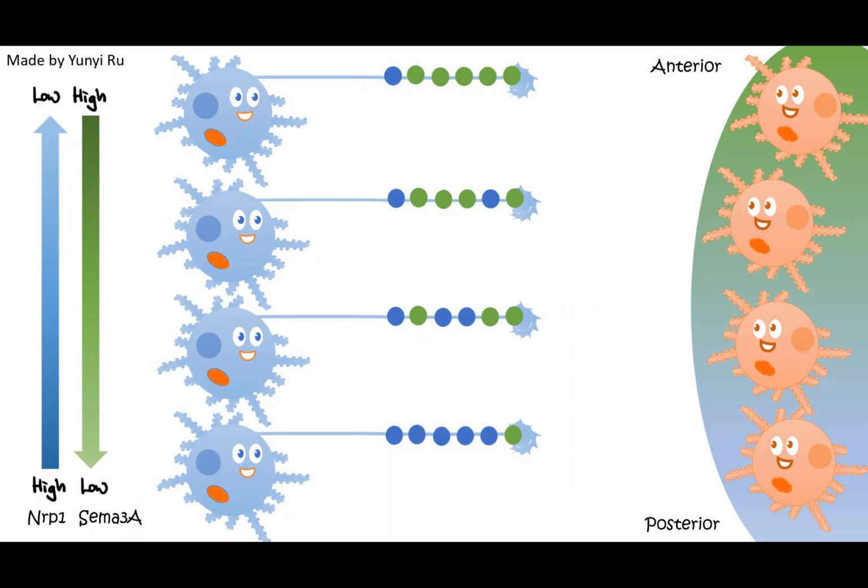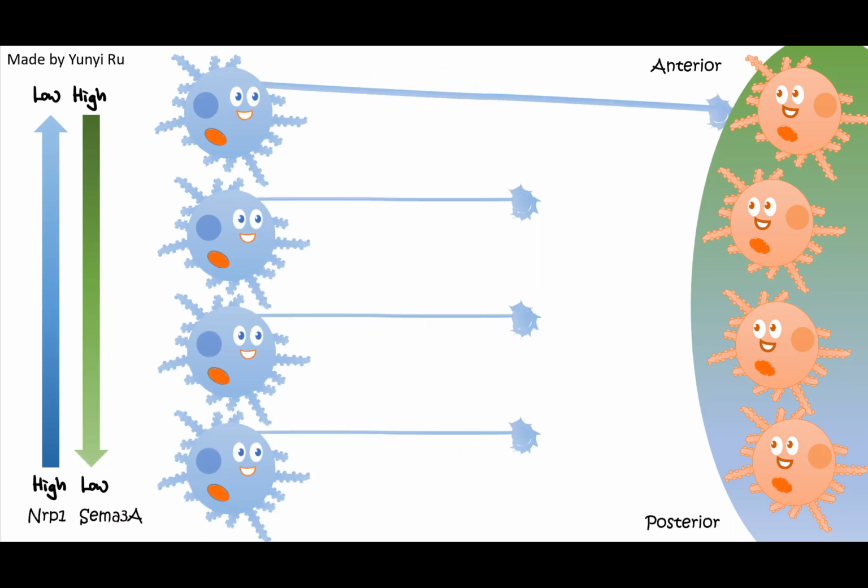Semaphorin 3A is a repulsive cue to the receptor neuropilin-1. As you can see in this graph, semaphorin 3A and neuropilin-1 both locate on OR axons. Different neurons have different gradients of SEMA3A and neuropilin-1. When projecting to the olfactory glomerulus, neurons that have higher SEMA3A levels go to the anterior part, while those that have higher neuropilin-1 levels go to the posterior part. Since axons repel each other, the map is discrete.